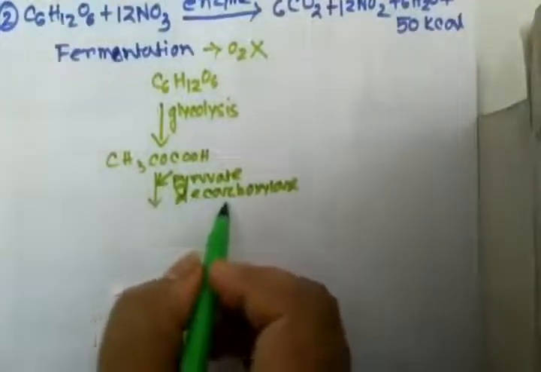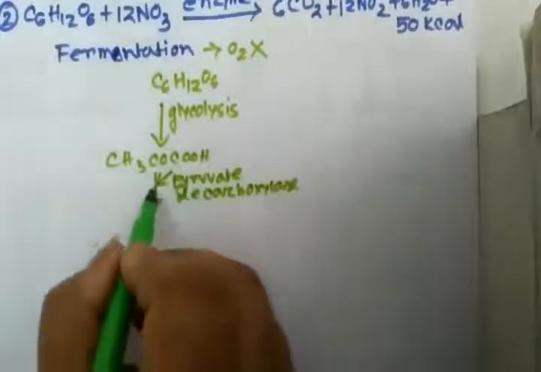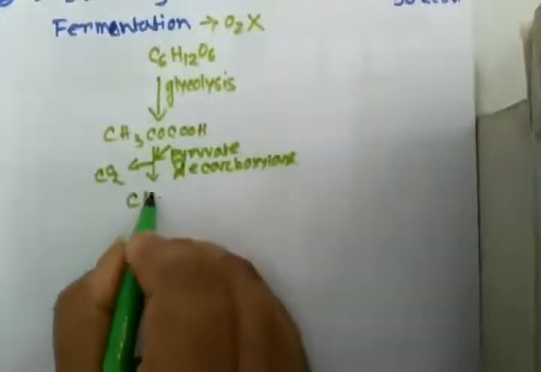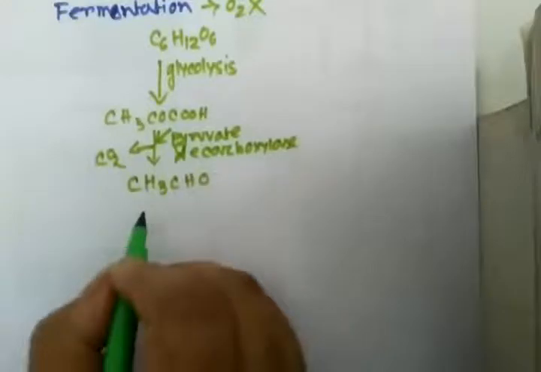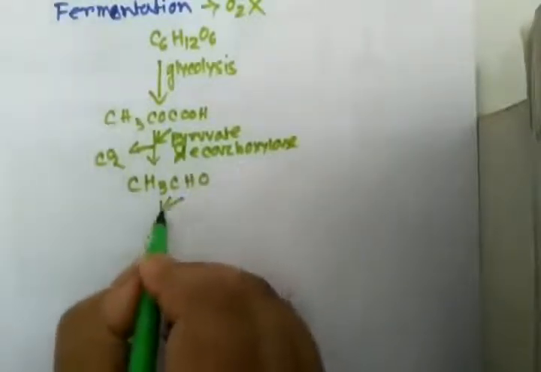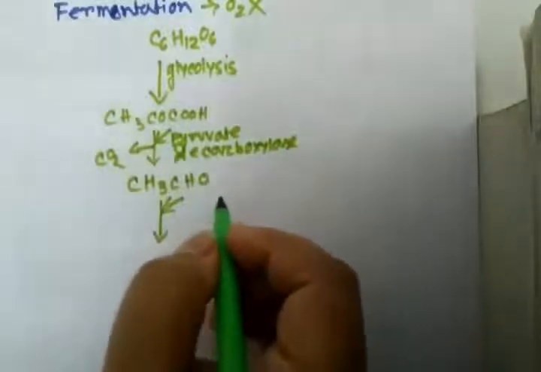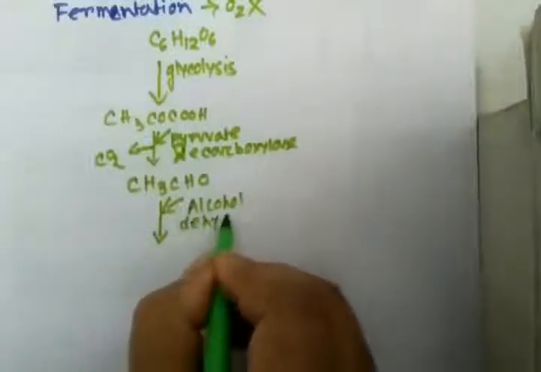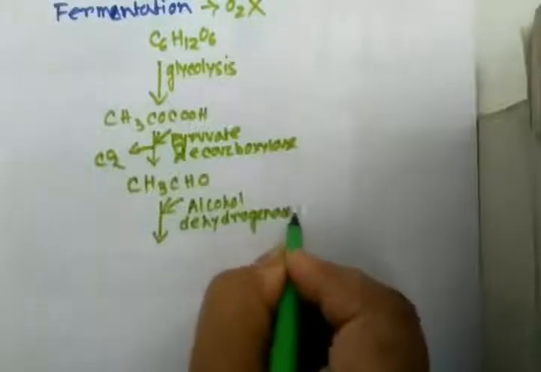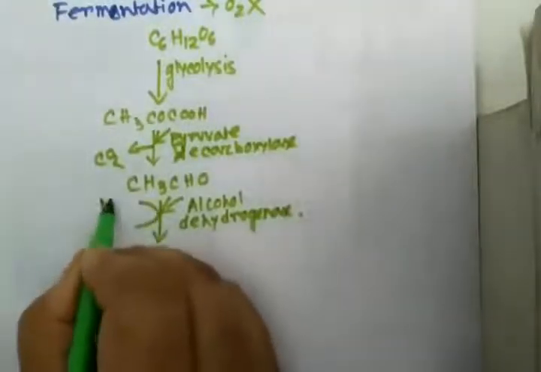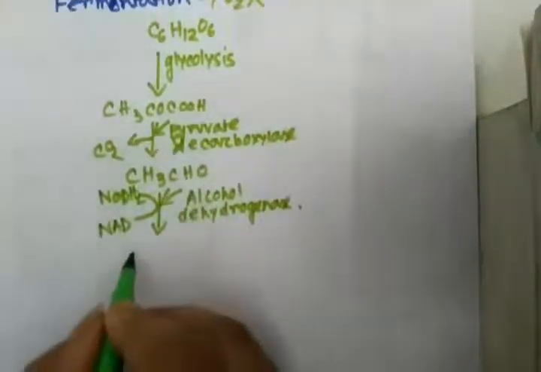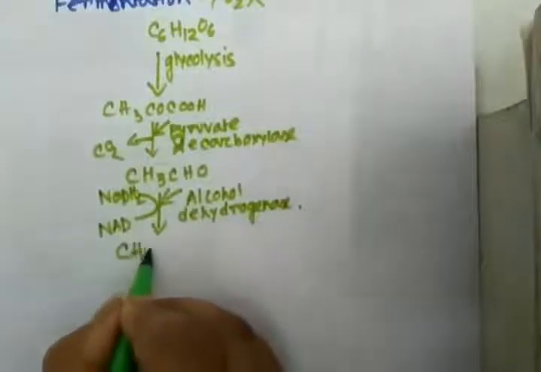With the help of pyruvate decarboxylase, the pyruvic acid will release some amount of carbon dioxide and acetaldehyde will be formed. And in the next step, another enzyme is required, that is called alcohol dehydrogenase. And in this process, the NADH2 will form NAD, and the acetaldehyde will form the ethyl alcohol, which is required.